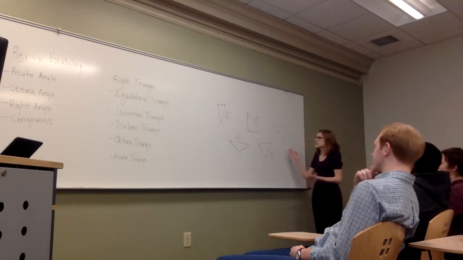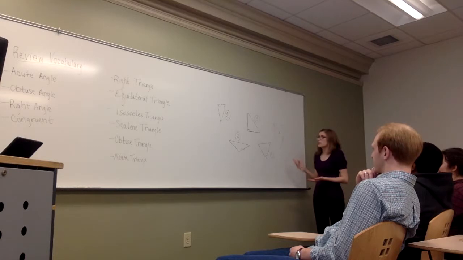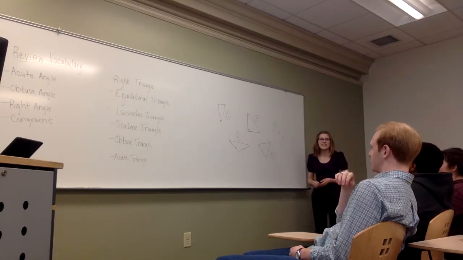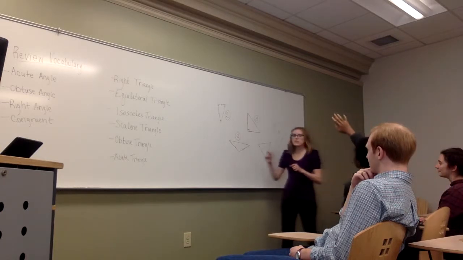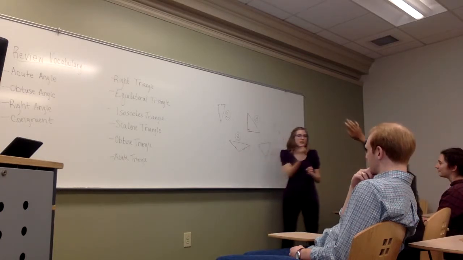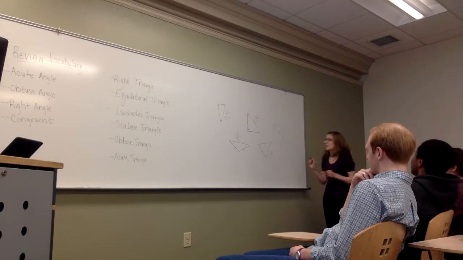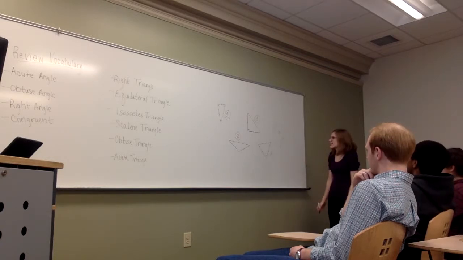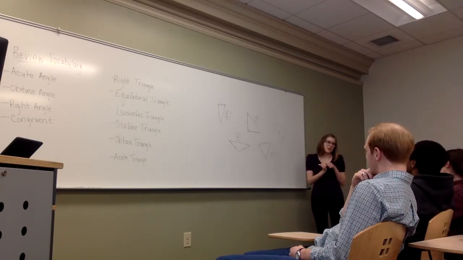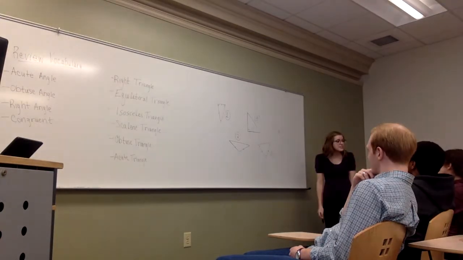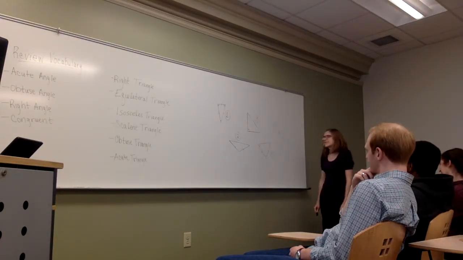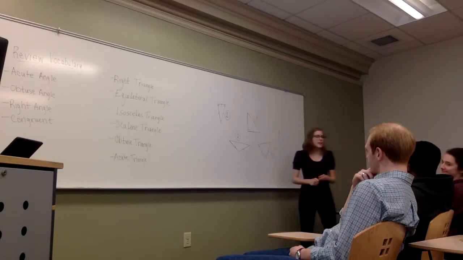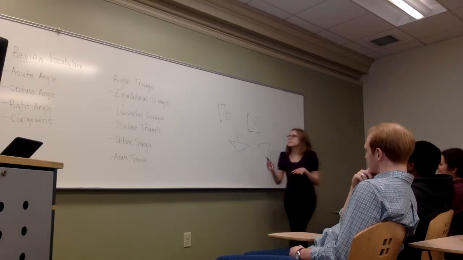So which one of these triangles is a right triangle? David. 2. 2 is not a right angle because we don't have a right angle mark. Charles. 4. 4 is not a right triangle either. Sarah, do you know? Is it 3? 3 is a right triangle. Why is it a right triangle? Because it has that little box in the corner. Exactly.